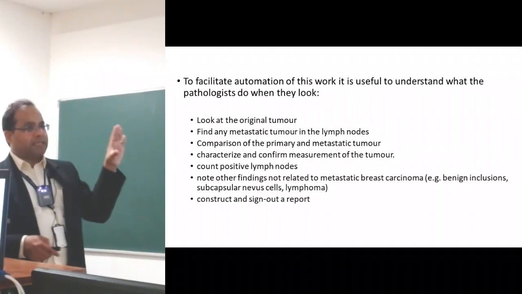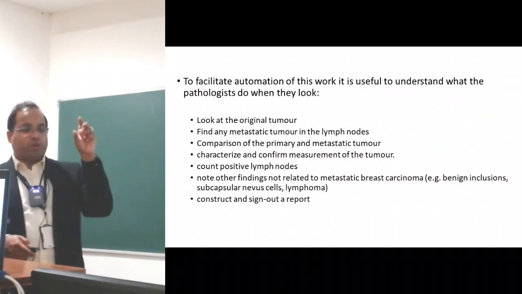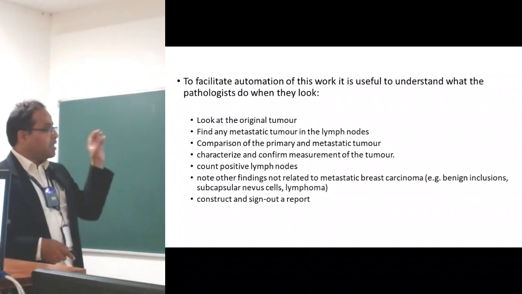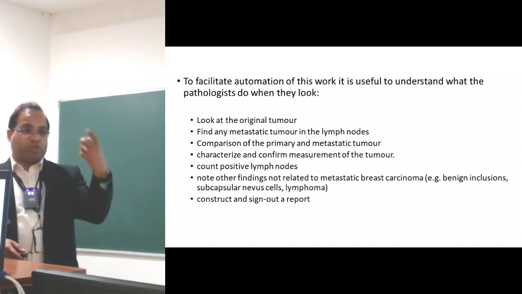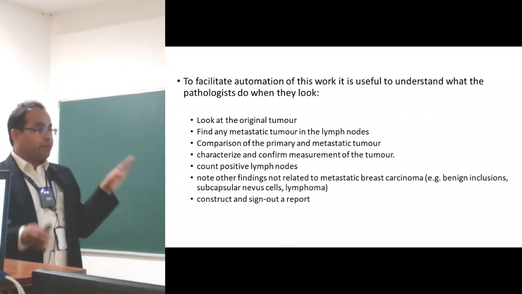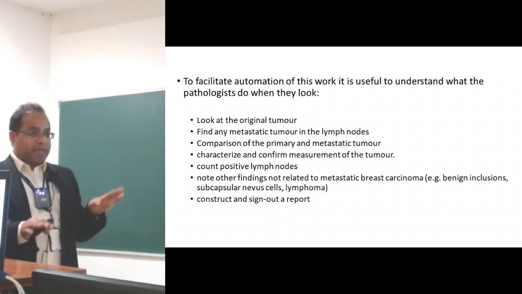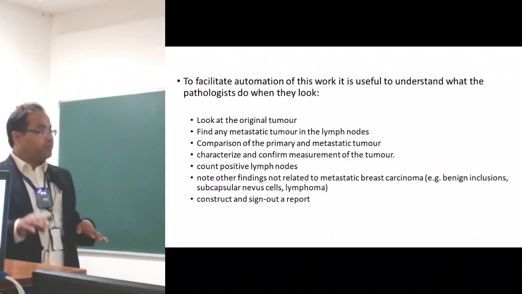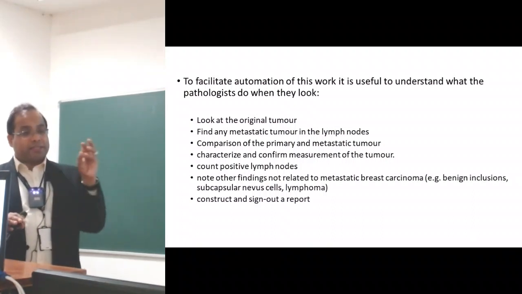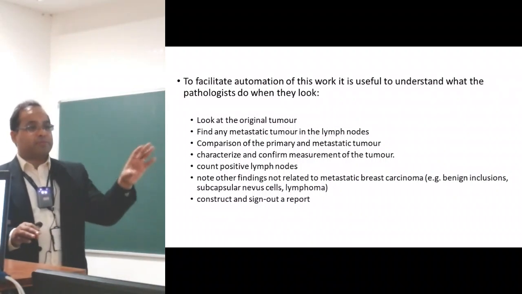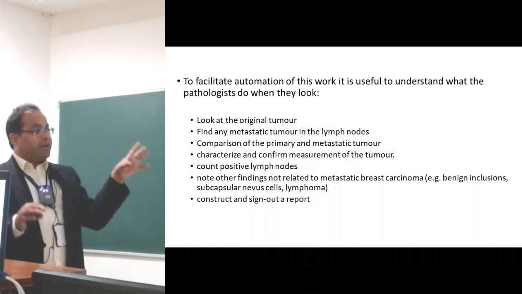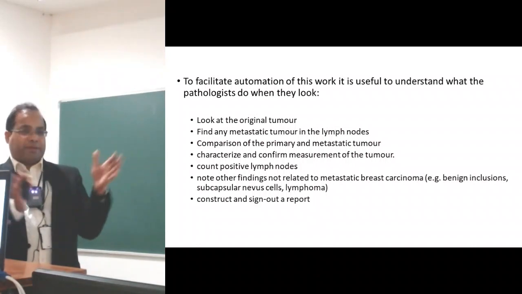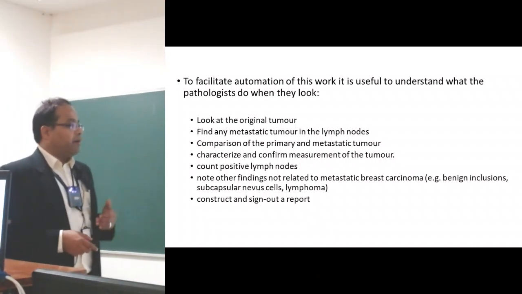But to do that, the computer has to look at the original tumor, because this is what we are doing in our brains when we are deciding it's a metastasis. Look at the original tumor, find a metastatic tumor in the lymph node, and then compare the primary and metastatic tumor, characterize and confirm the measurement of the tumor and count the positive lymph nodes, as I showed in the report, 27 out of 34, and also be aware that certain pathologies look like metastasis but are actually not a metastasis. So that might be a tall order for the computers to straight away do it, but at least they can present some regions of interest to us and enable us to do the job much quicker.